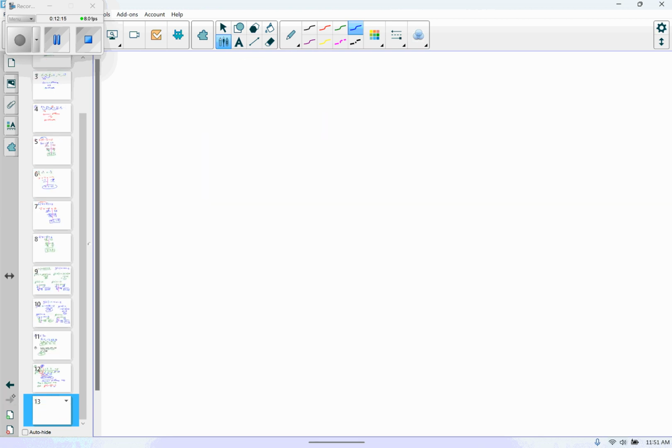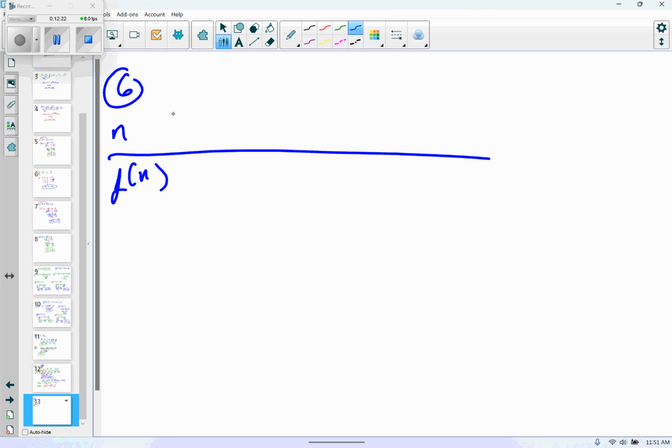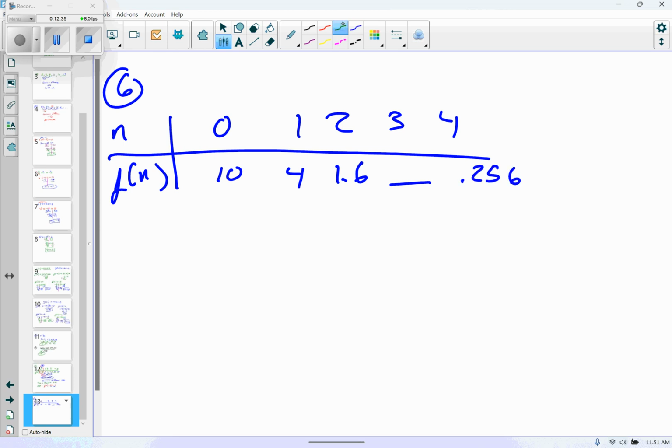Okay, flip over your paper, go to the back side. This is number 6. We have n, we have f at n. We have 0, 1, 2, 3, 4. We have 10, 4, 1.6, blank, 0.256.